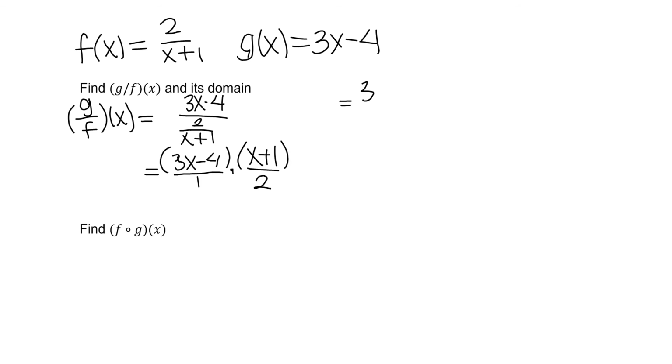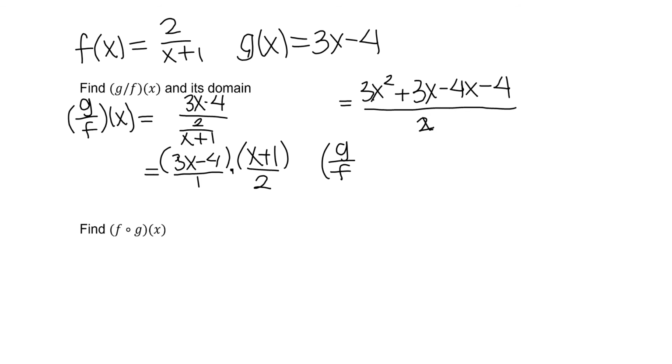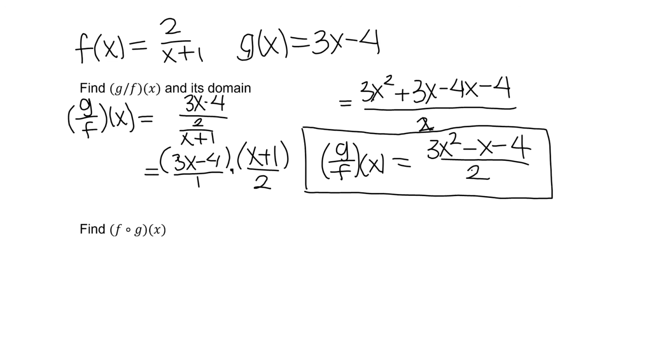So like before, 3x squared plus 3x minus 4x minus 4. And my denominator, 1 times 2 is 2. So now all I have to do is combine like terms. So final answer, g over f of x is 3x squared minus x minus 4 all over 2. This is the answer when I divide the two functions.